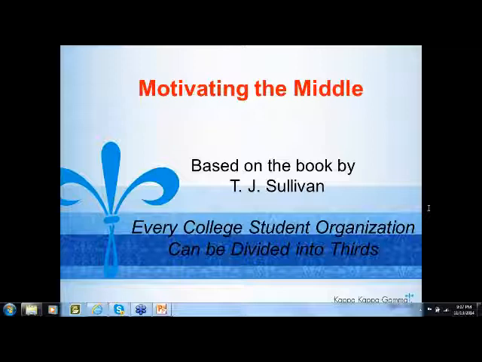This webinar is based on a book by T.J. Sullivan titled Motivating the Middle. We're going to talk a little bit about student organizations, Kappa in particular, and how organizations can be divided into thirds, and how you as advisors can help your chapters motivate the maximum number of members. So thanks so much for joining us tonight.